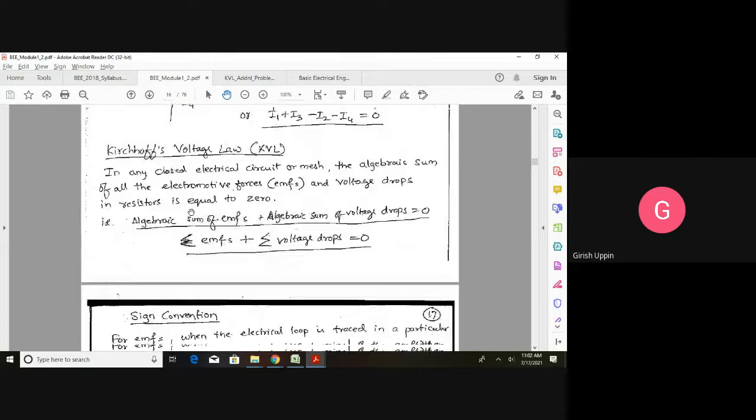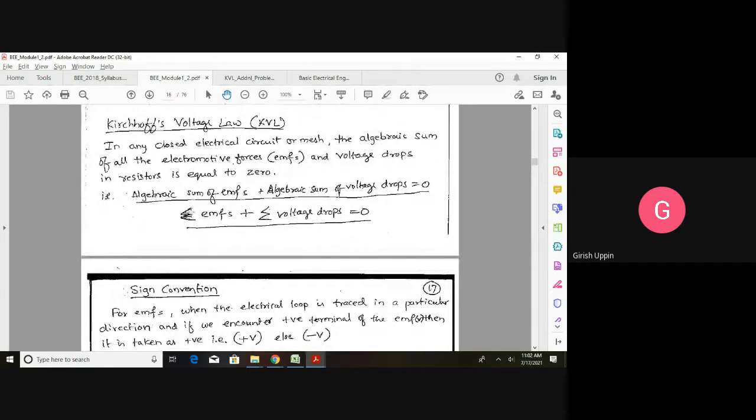Then Kirchhoff's voltage law. Kirchhoff's voltage law states that in any closed electrical circuit or a mesh, the algebraic sum of all the EMFs and voltage drops in resistors is equal to 0. Okay, so that is Kirchhoff's voltage law. Algebraic sum of all the EMFs plus algebraic sum of all the voltage drops is equal to 0. That is sigma EMF plus sigma voltage drop is equal to 0. We will apply it to a circuit, then we will understand.